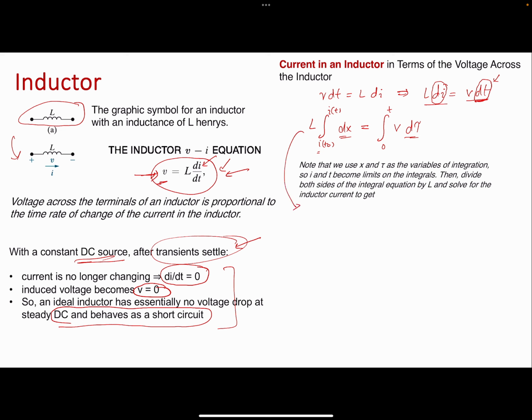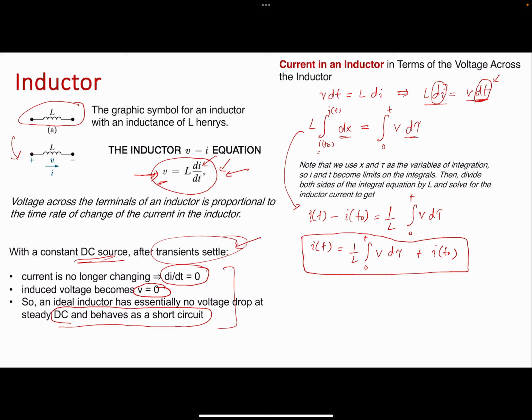So for example, you would get over here, I'm also going to take L on the other side. So you would get I of t minus I of t naught equals 1 over L, integral from 0 to t, V d tau. So your I of t becomes 1 over L, integral from 0 to t, V d tau plus I of t naught. So here is the equation of the current, the current that flows through the inductor.